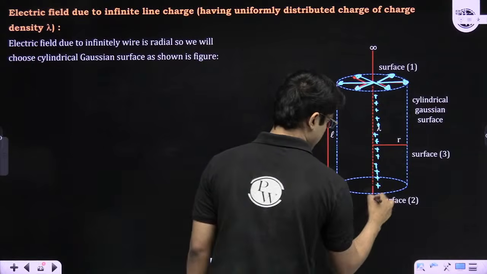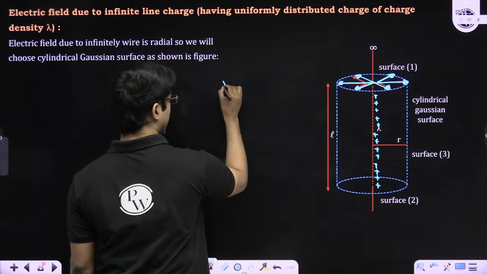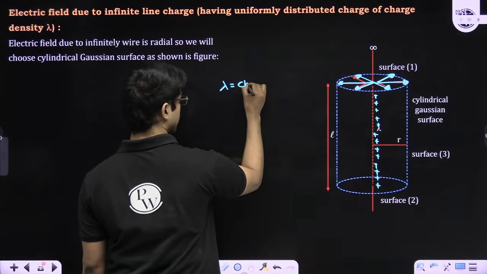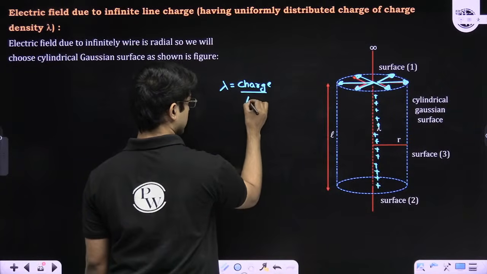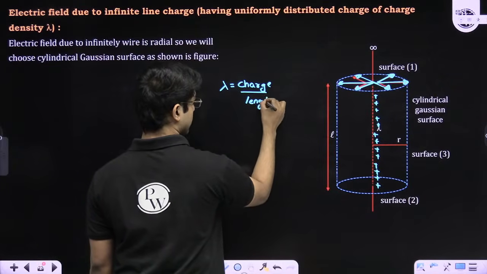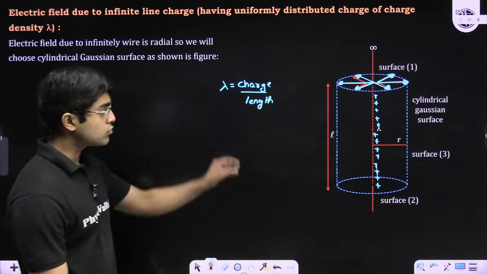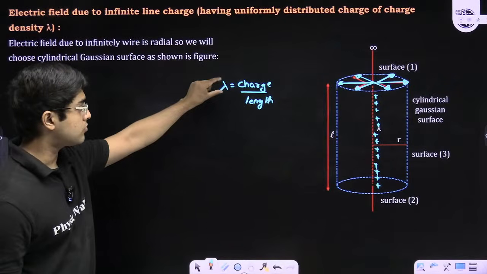And for this line charge, the charge per unit length is given. It's a constant. Charge per unit length is given. So basically, if you choose 1 meter length, the charge will be lambda.